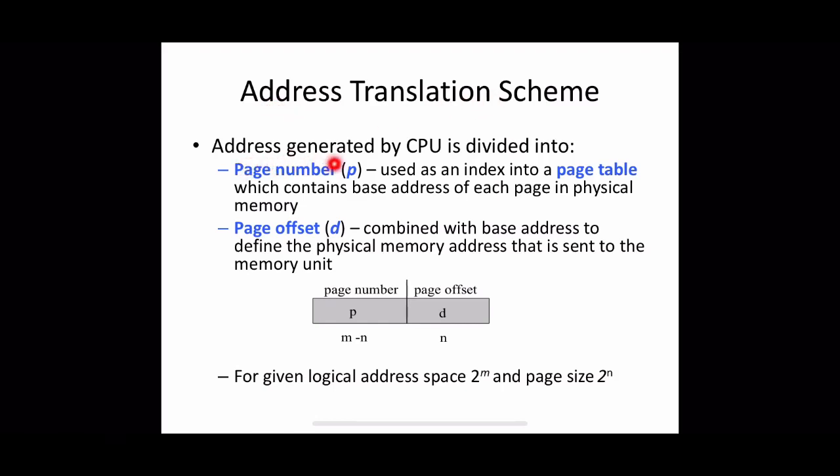The address generated by the CPU can be divided into 2 parts, the page number P and the page offset D. The first, or least significant, n bits, where 2 raised to n is the page size, give the page offset, and the last m minus n bits, where 2 raised to m is the size of the process, give the page number. The page number is used as an index into the page table, which contains the base address of each page in physical memory, and the page offset, when combined with the base address of the frame, gives the physical memory address.